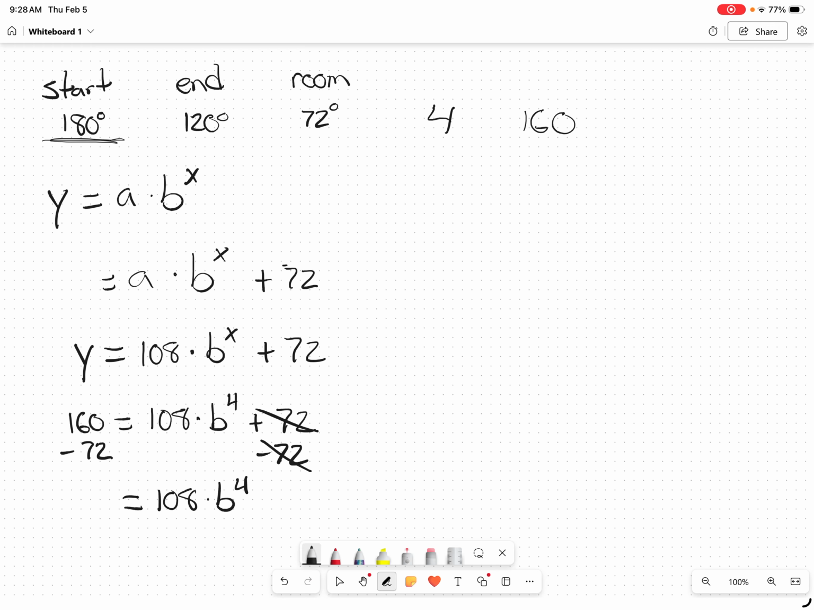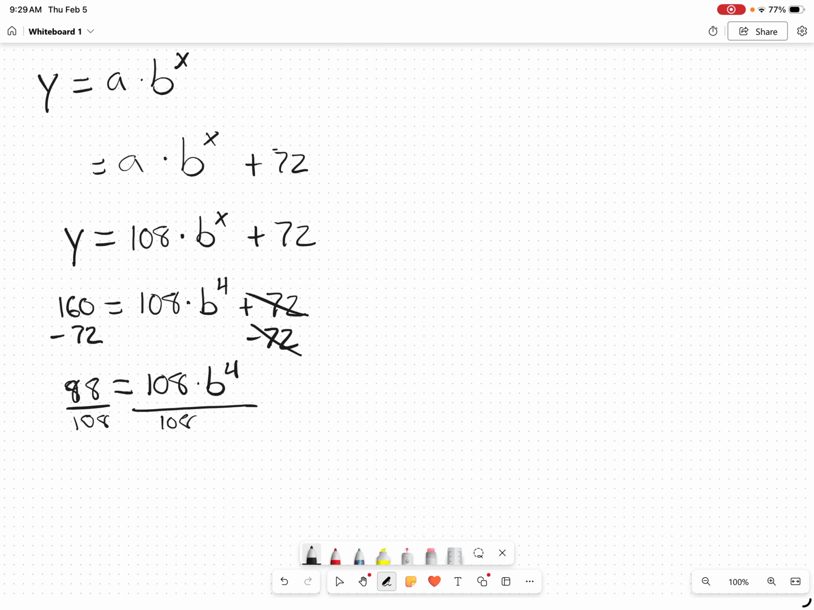Over here we would have 88. Then from there we would divide by 108, and we're going to get like 0.815 equals b to the 4th. We can then take a 4th root.